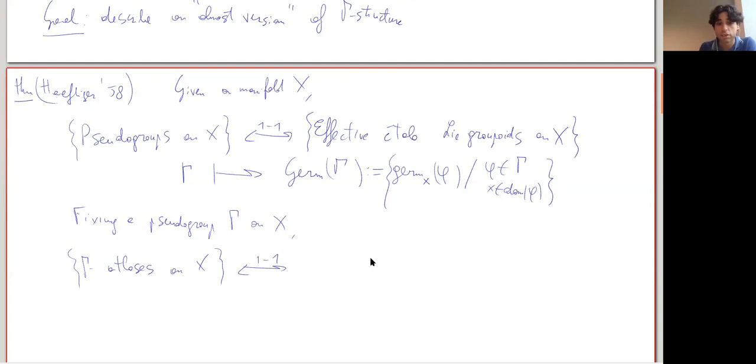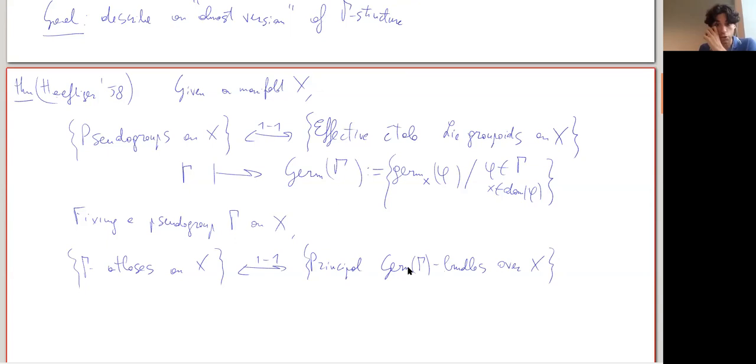And this is in correspondence with principal germ gamma bundles over X. Now again, what are these objects here? So here, germ gamma is the groupoid that we have discussed here.